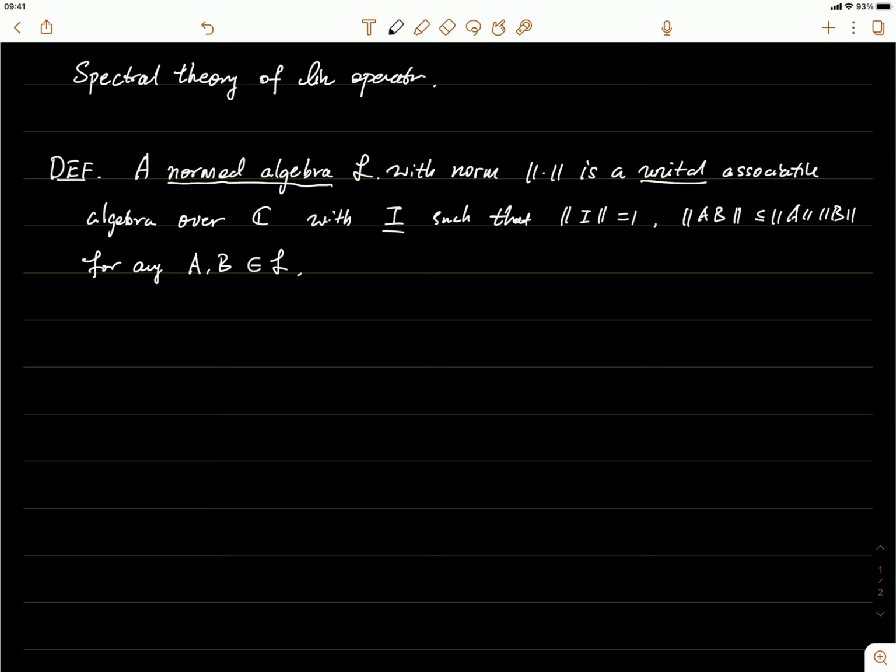If this L is complete under the norm, then we call this L a Banach algebra. The norm is just like the standard norm we have, and we call it a Banach algebra.